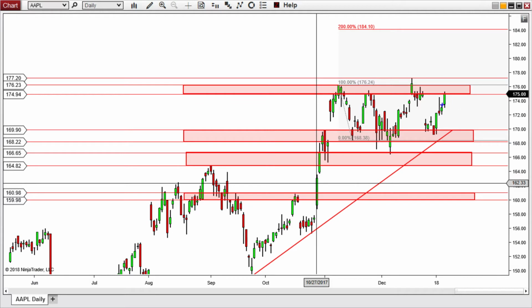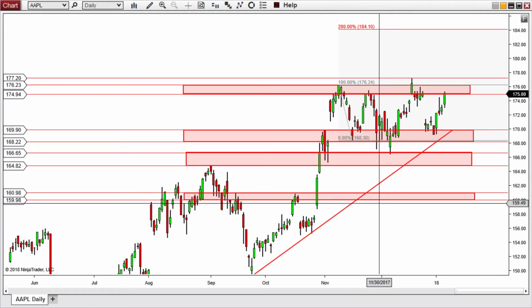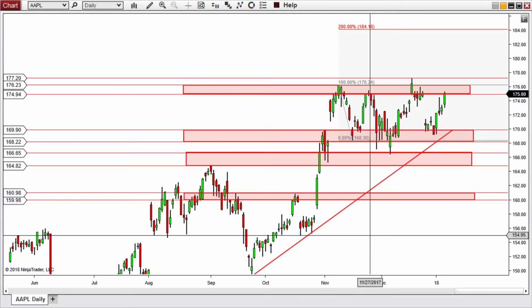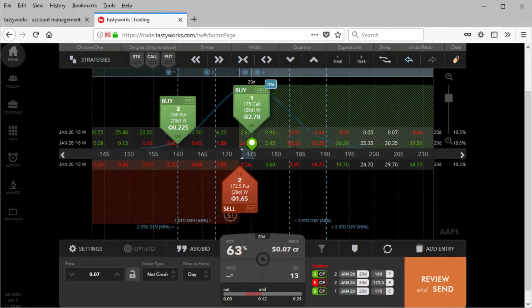For the possibility of coming back down, I essentially have a stop somewhere around the middle of here, depending on how much we're willing to risk. The trade involves what we call a buy-write type of option strategy, but with a little bit of a twist. Let me explain, and let me put that option trade up.